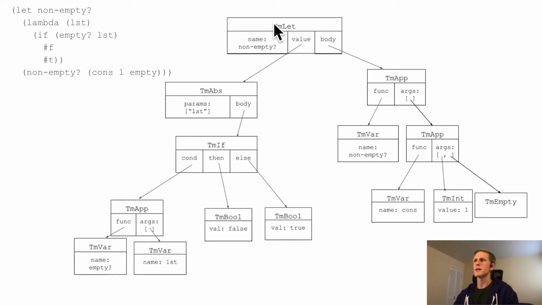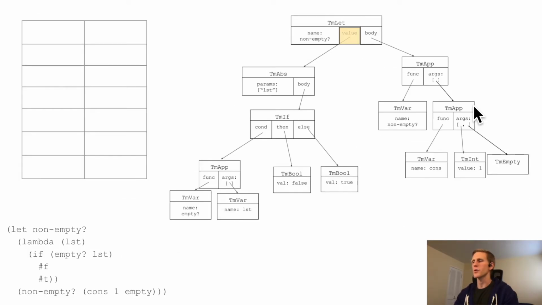So the abstract syntax tree for this program looks like this. Again, the root node is that let expression. The value is a function abstraction that has one parameter, list. The body is an if. The condition is a function application, a function call, where we're calling the empty function. The then case is false. The else case is the Boolean true. And the body of our let expression is a function application term because we are calling that non-empty variable that we've just defined. And we're passing a function application where we call cons and pass it one and the empty list. So this is our abstract syntax tree.